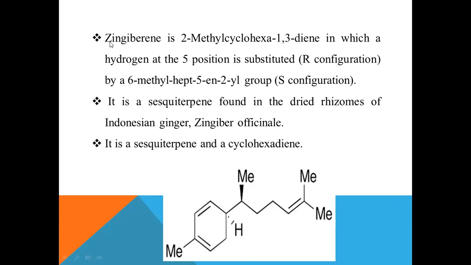So finally we can say that gingiberine is 2-methyl. We start from here. This is 1, second methyl, and it is cyclohexa, a cyclic ring with 6 carbons. 1,3-diene: first position, second, third. The first and third positions have double bonds. And at the fifth position, there is a side chain. The side chain contains 1, 2, 3, 4, 5, 6, 7 carbons, and it has a methyl group in the sixth position and a double bond in the fifth position. So this is the structure of gingiberine.